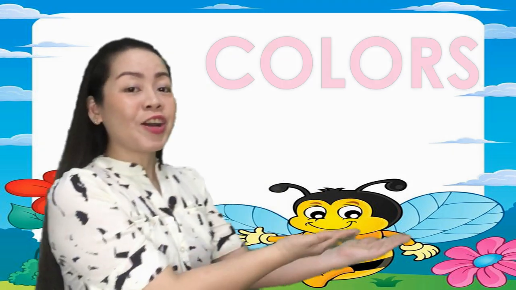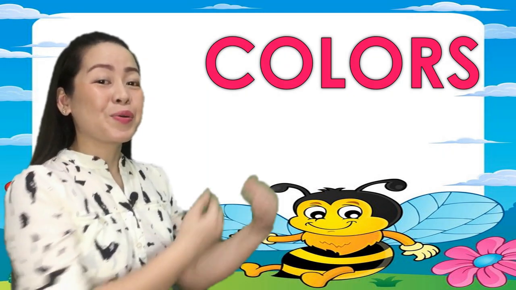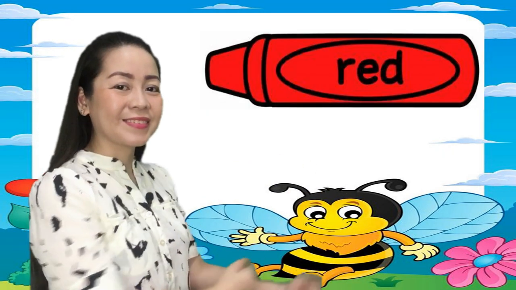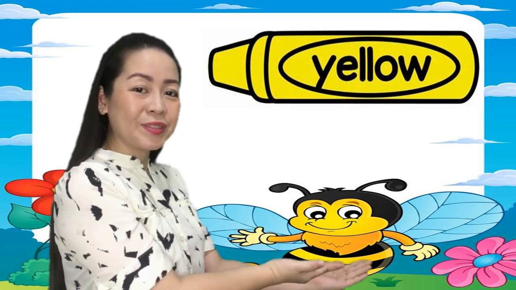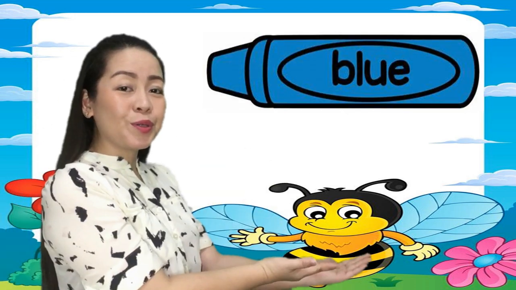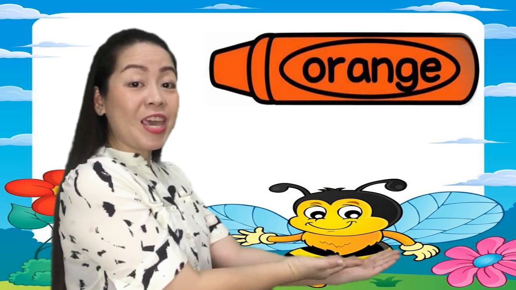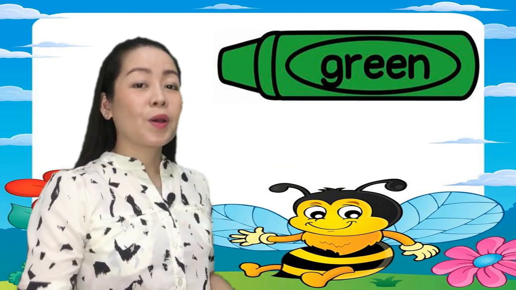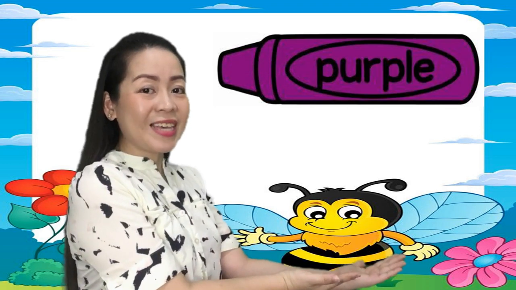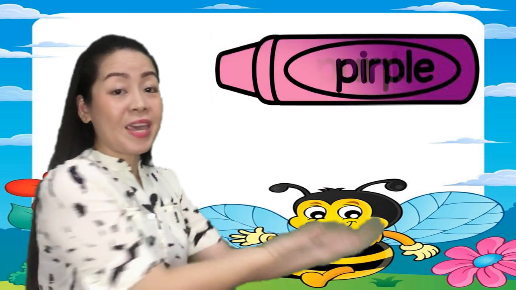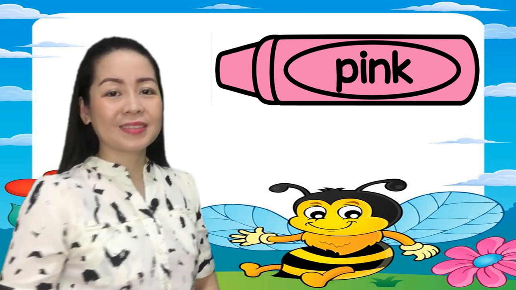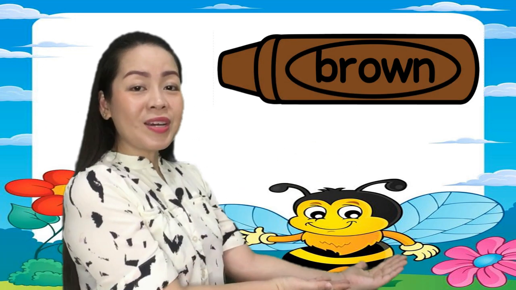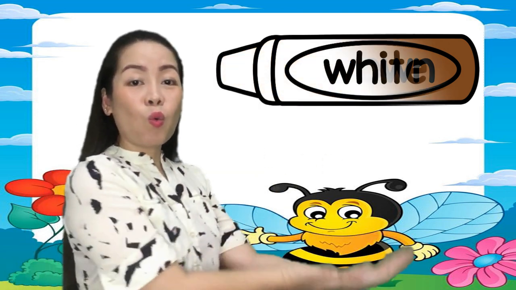And here are the colors: red, yellow, blue, orange, green, purple or violet, pink, black, brown, and white.